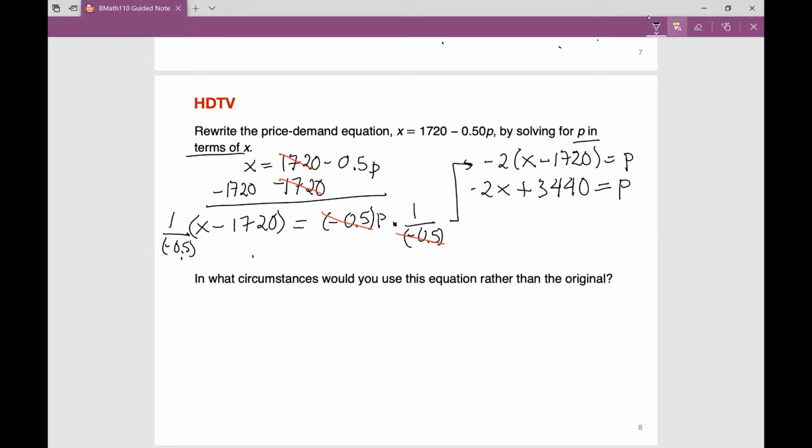Okay. Just do distribution to get the next step. And then now I will rewrite as p equal to negative 2x plus 3440, and that should be the solution for p in terms of x.